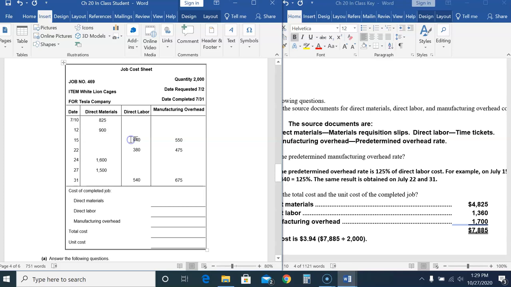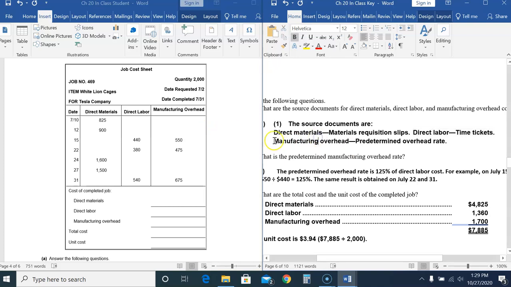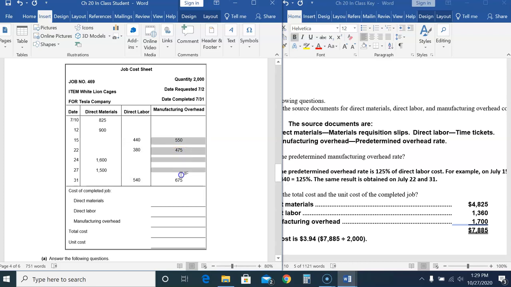Labor costs would come from employee time tickets, right? Or time stamps as they're working on the job. And then the manufacturing overhead cost would come from our calculations of using the predetermined overhead rate, multiplying it by the actual cost driver.